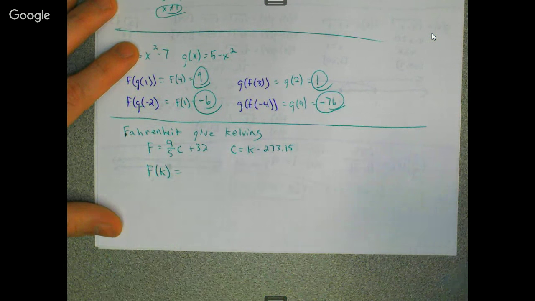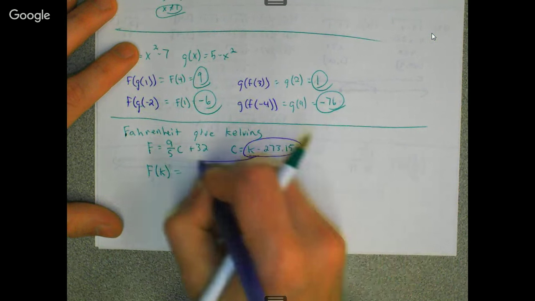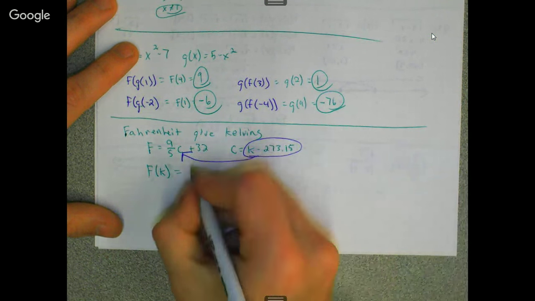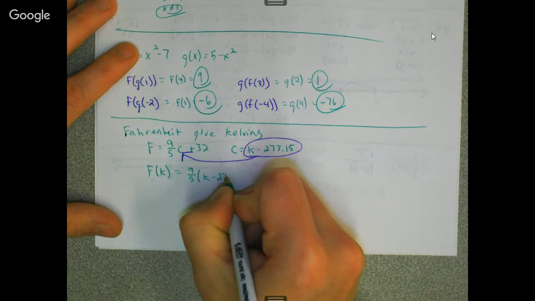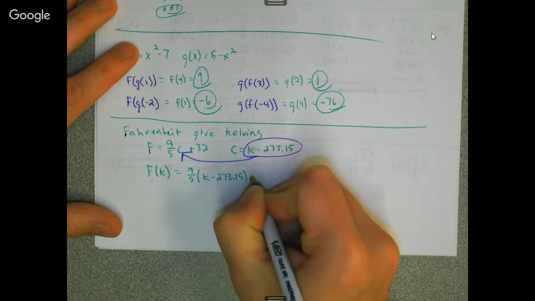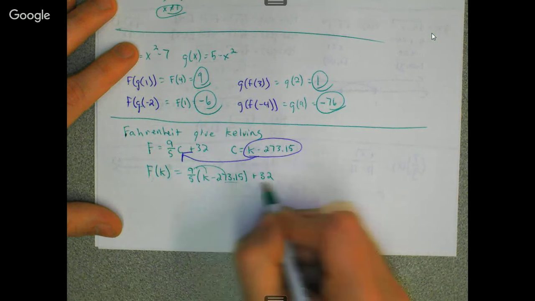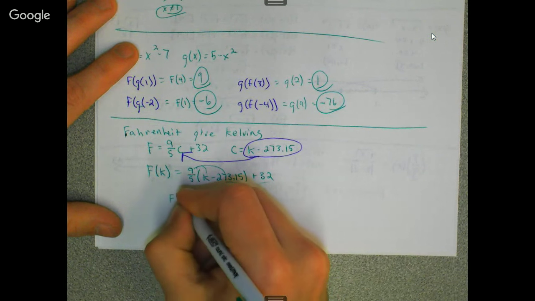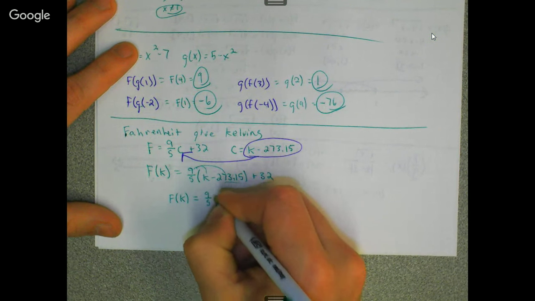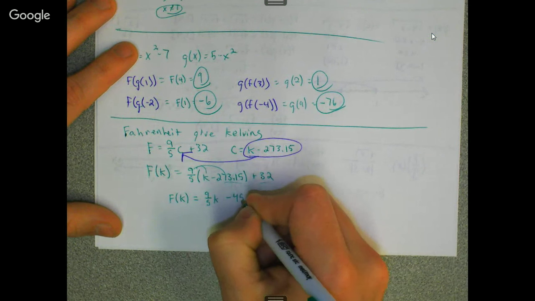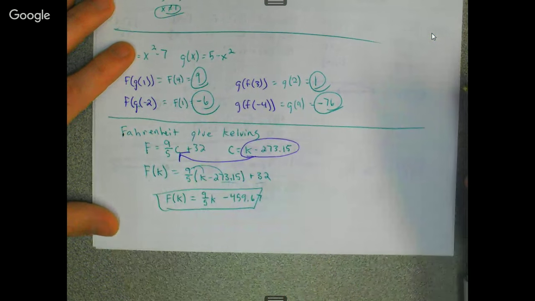Well, it's simple. I just have to compose these two functions. I will take this function and put it into the other one. So 9/5 K minus 273.15 plus 32. I'll distribute, I'll combine like terms, and I'll get f of k equals 9/5 k minus 459.67. Okay, so we just combine them.